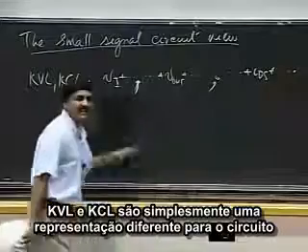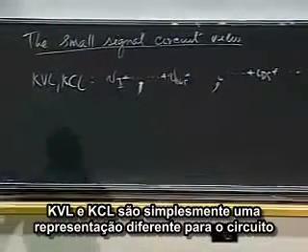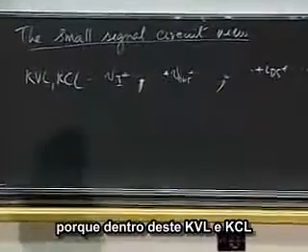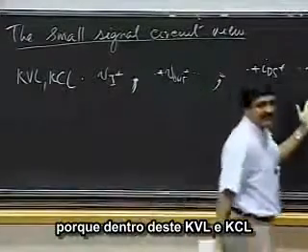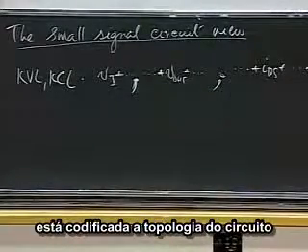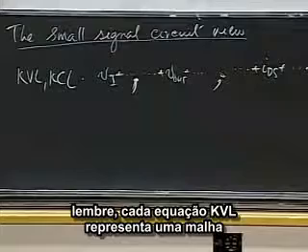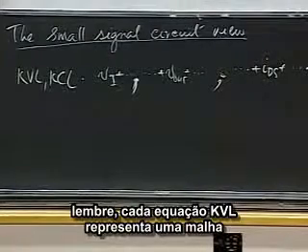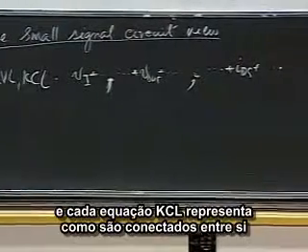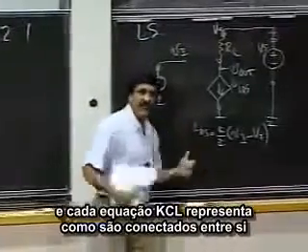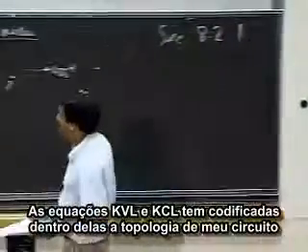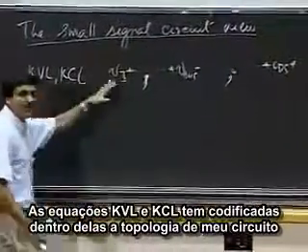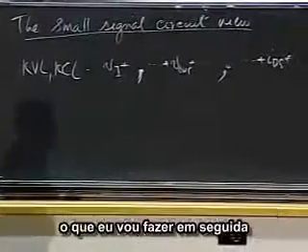Now, KVL and KCL are simply a different representation of the circuit, because within those KVL and KCL equations is encoded the topology of the circuit. Remember, each KVL equation represents a loop, and each KCL equation represents how nodes are connected together. So KVL and KCL equations encode within them the topology of my circuit.